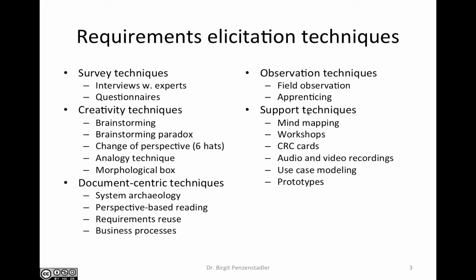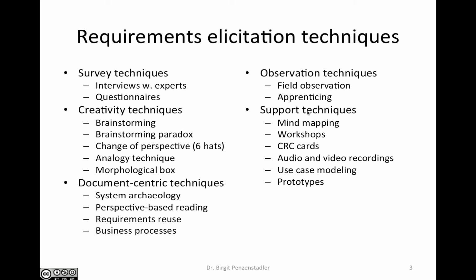We can do a change of perspective, which is also called the 6 hats, because you imagine that you're wearing a different hat, either the one of the product owner or the one of the always critical person or the one of the stakeholder who wants to get the most profit out of the product. There are several hats that you can put on.